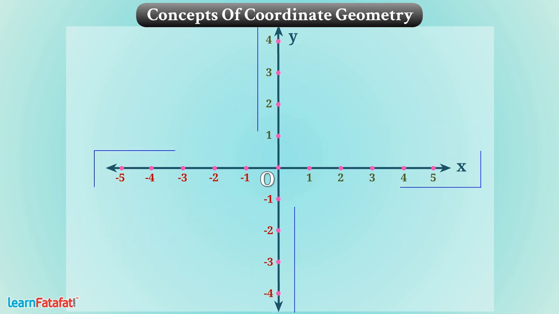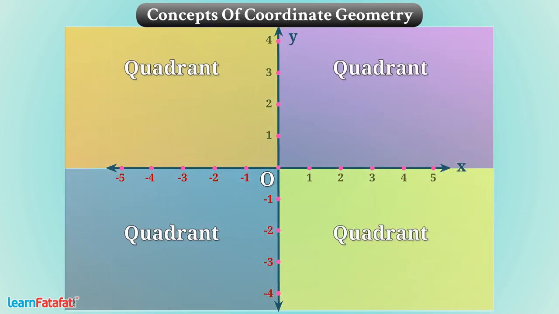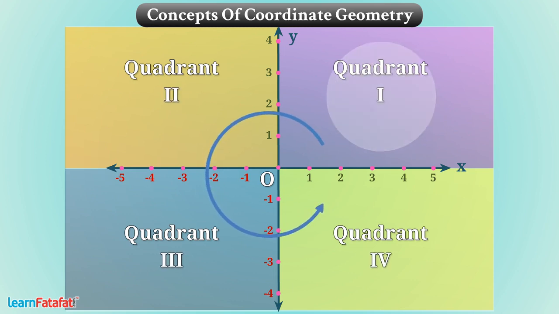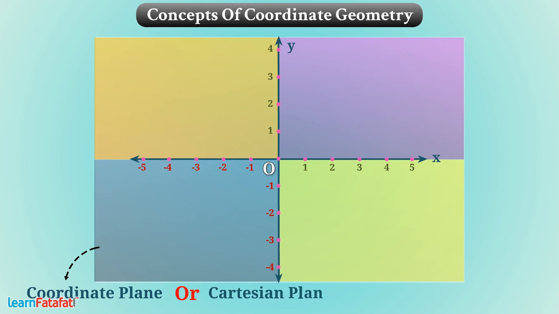The two axes divide the plane into 4 parts. Each of them is called a quadrant. Quadrants are numbered 1, 2, 3, 4 in the anticlockwise direction from the positive x-axis. The plane consisting of axes and the quadrants formed by them is called the xy plane, coordinate plane or Cartesian plane, and the axes in the coordinate plane are called coordinate axes.